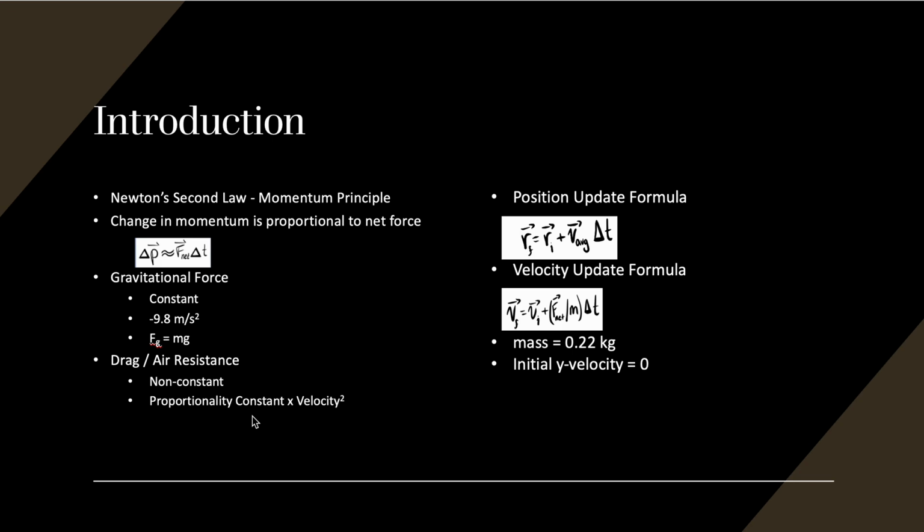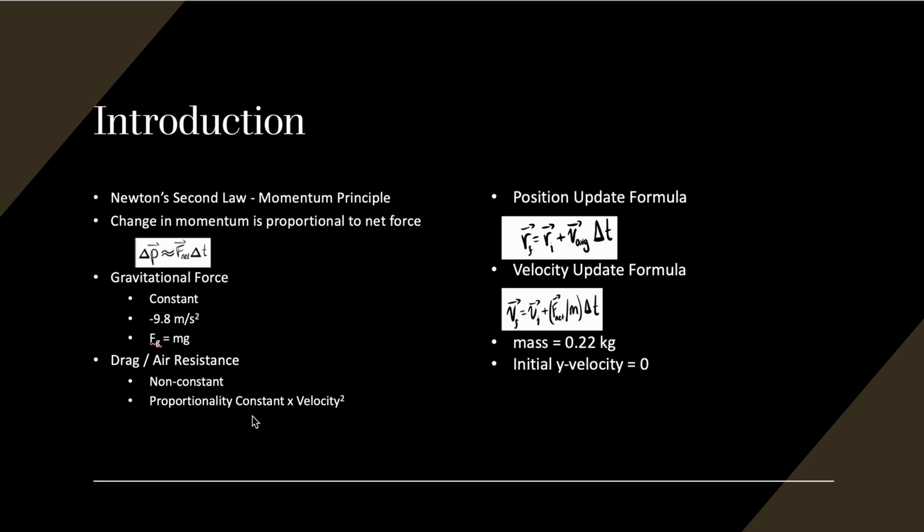I did the slinky. So first we have Newton's second law, the momentum principle, which states a system's change of momentum is proportional to a net force. And then we have the gravitational force, which is a constant 9.8 meters per second squared. And then you have the drag force, which is non-constant and is equal to the proportionality constant times the current velocity squared. We're going to use two things mainly: position and velocity update formulas.